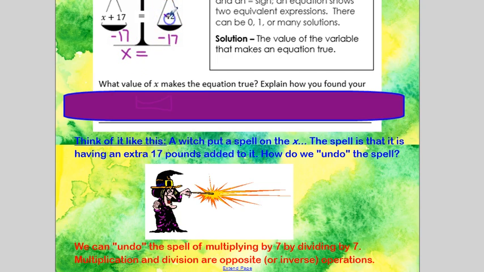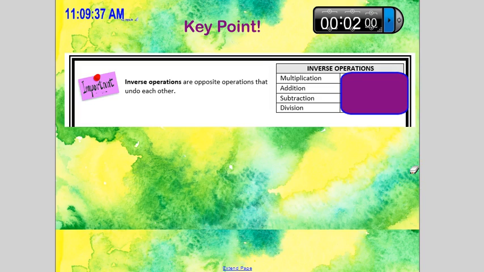And 42 minus 17 is 25. So before that witch added that extra 17 pounds on, you were only 25 pounds. When we have opposite operations, we call them inverse operations. And inverse operations are operations that undo each other, just like we did with the spell of the witch.